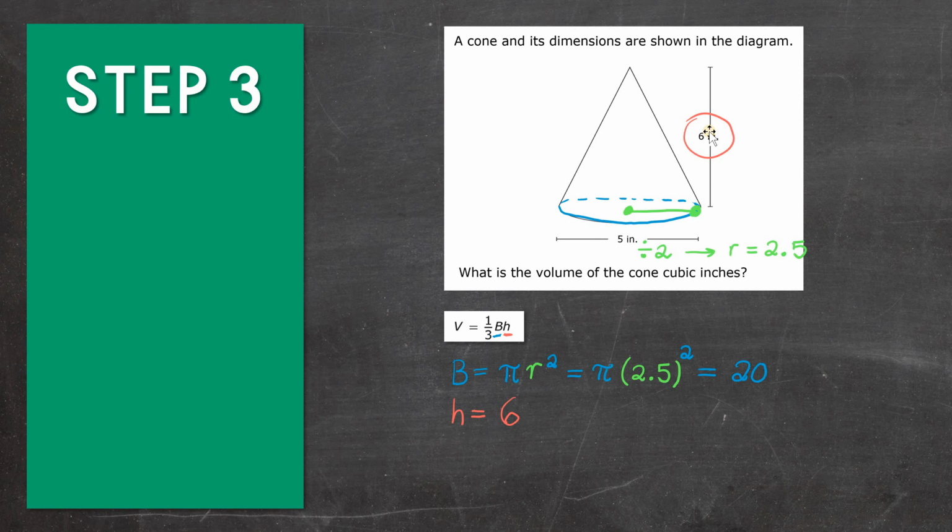Time for step 3, the last step. Well, we have all our pieces. We just need to put the pieces into the formula. We need to plug in the variables. So our volume, this time we have a 1/3. And we need to multiply by b. B is 20. And then multiply by h. H is 6. So go ahead and put this in your calculator.